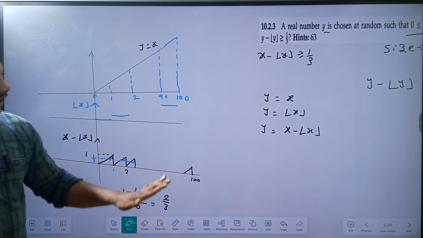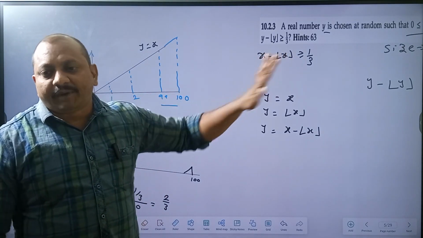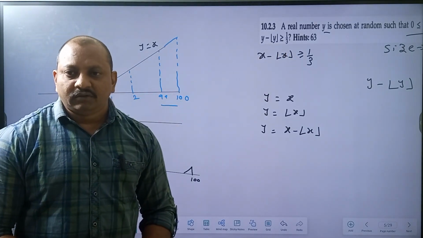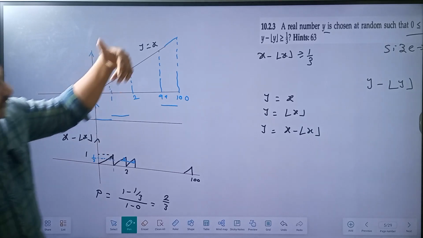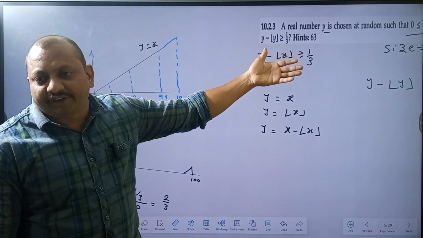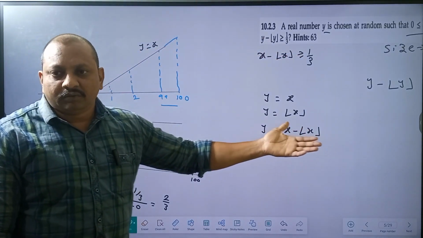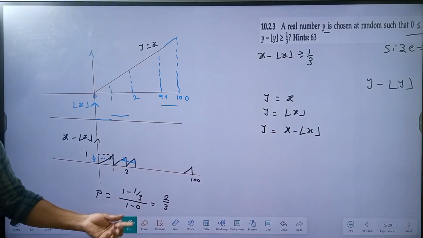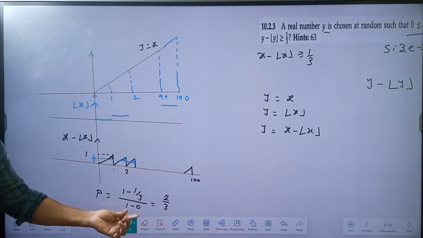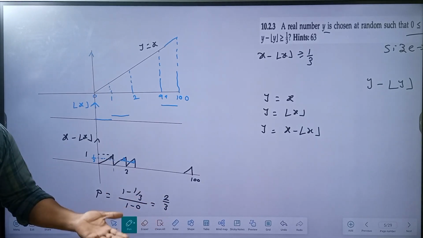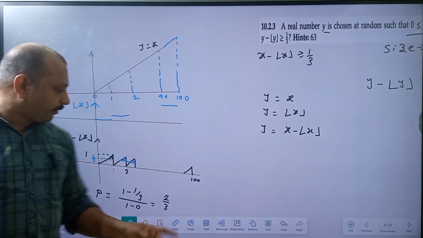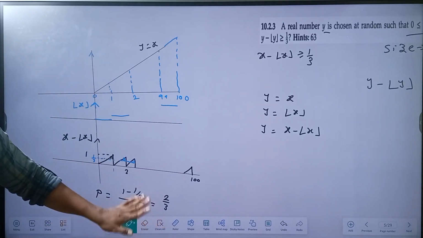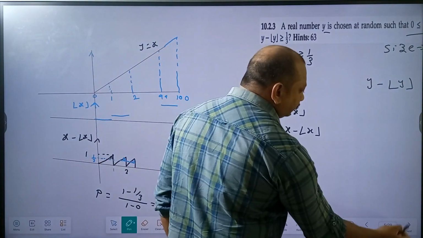Okay, the only important thing here is that x minus step x is always from 0 to 1 only, the graph. X minus step x is greater than or equal to 1 by 3 means successful region equal to 1 by 3 to 1. 1 minus 1 by 3 divided by total region equal to 1 minus 0. 2/3. ఇలాంటి ఎన్ని ఉన్నాయి, 100 ఉన్నాయి. 2/3 పైన కూడా 100 వస్తుంది, కింద 100 వస్తుంది, those two will get cancelled. So required probability equal to simply 2/3. జస్ట్ గ్రాఫ్ డ్రా చేసుకోవడం అంతే.